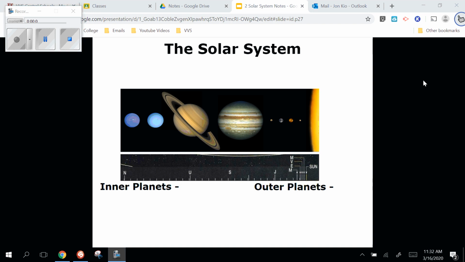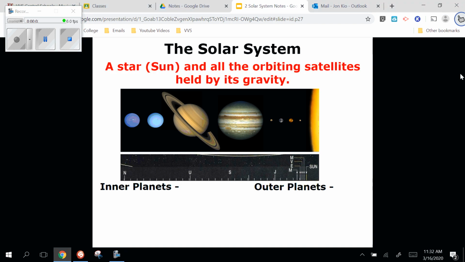Okay, solar system. All right, what is a solar system? It's a star. In this case, our star would be the sun, and anything that orbits around it. All right, we have scale for size, so you can kind of see how the 4 inner planets here equate to the 4 outer planets in terms of size. And there's the edge of the sun right there, just for reference.